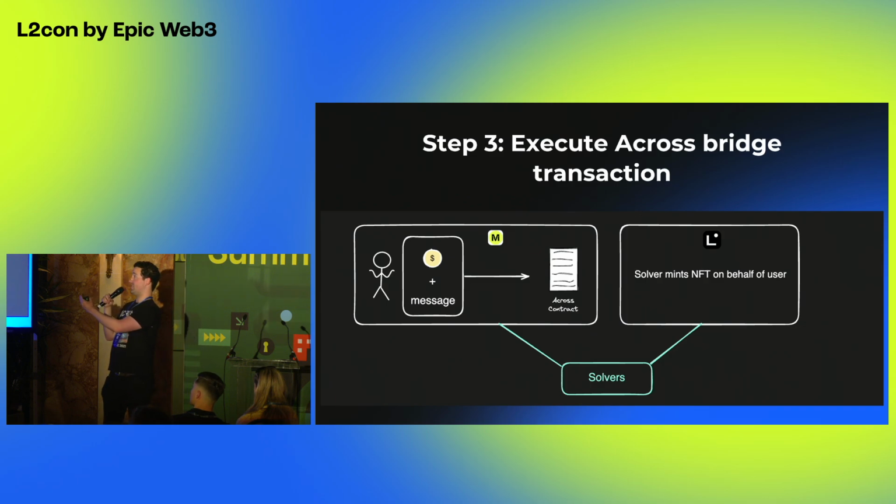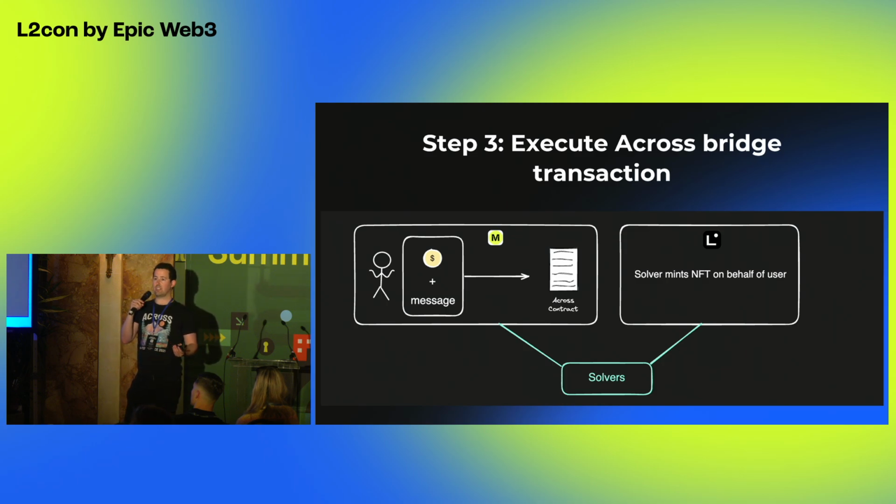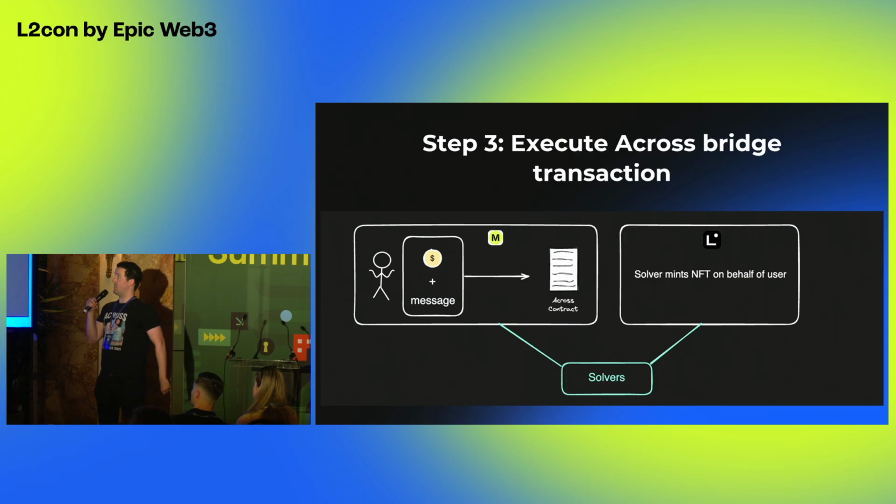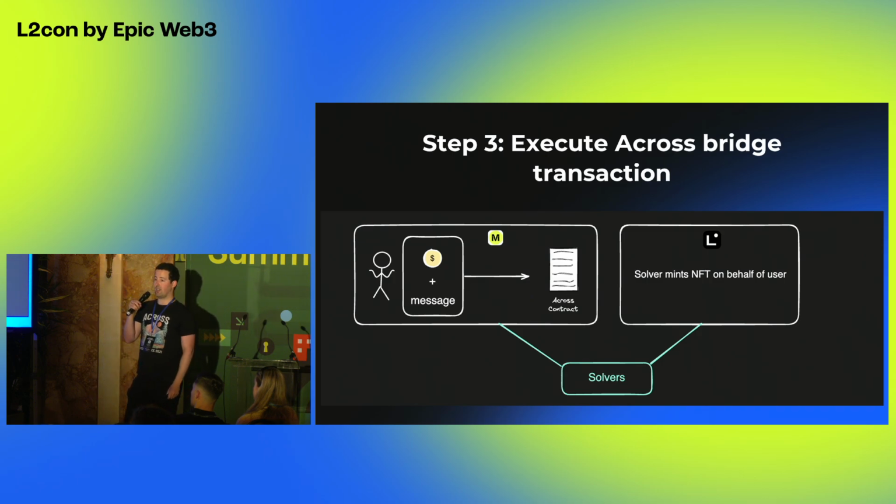So the user receives their NFT, the solver gets their money back along with a small fee, and this is incredibly efficient for cross-chain transactions. This could take under 2 seconds, and it could be pennies for the user, so it's a great trade-off, and we've seen a lot of success for DApps integrating this.